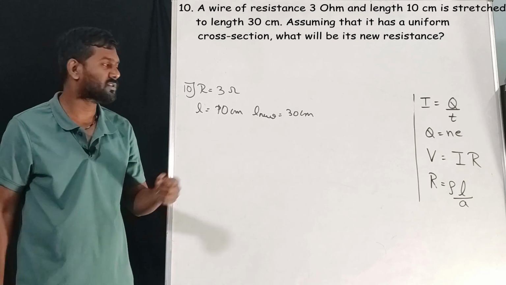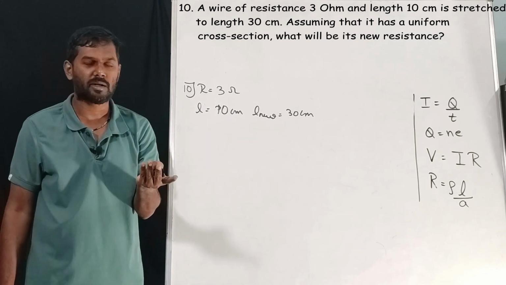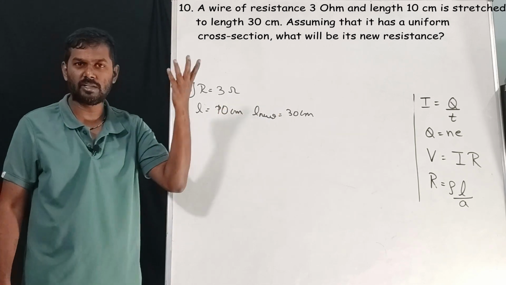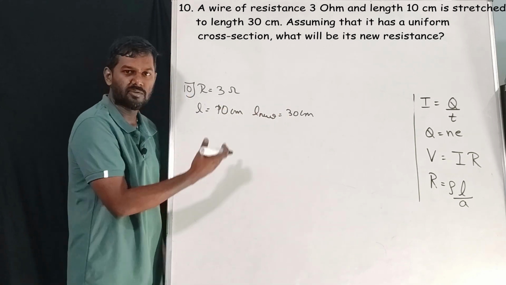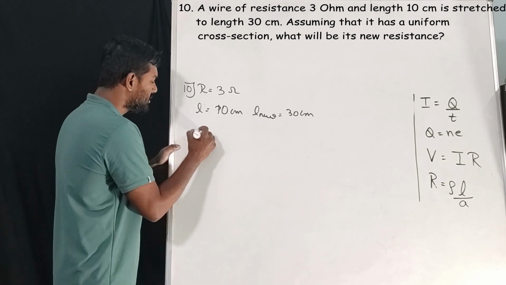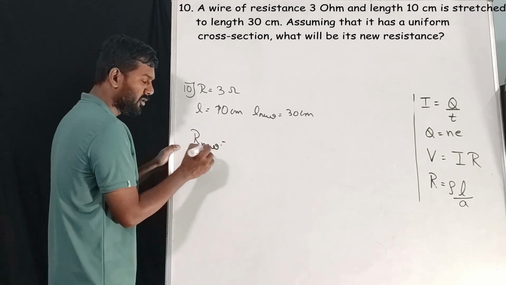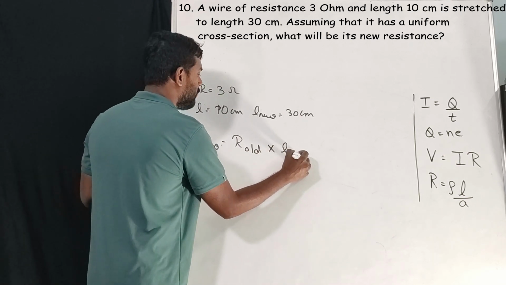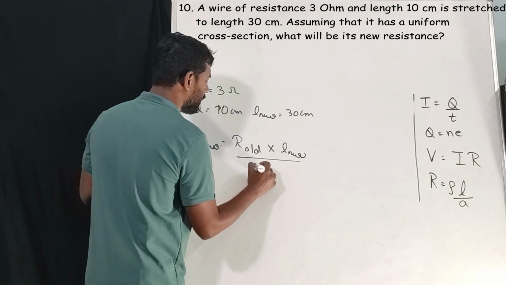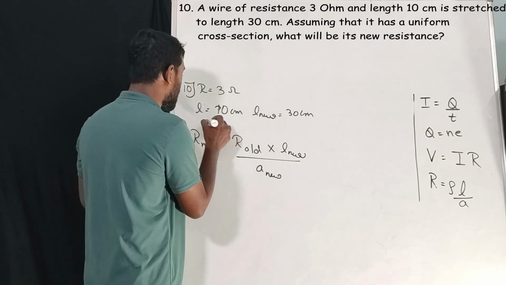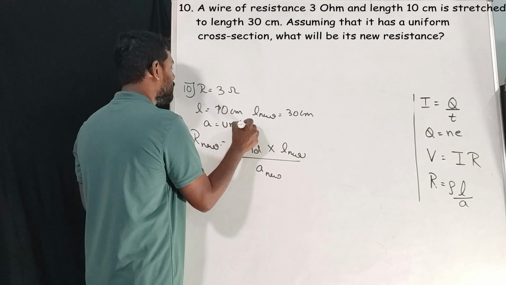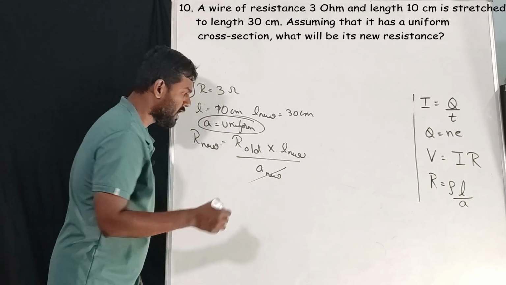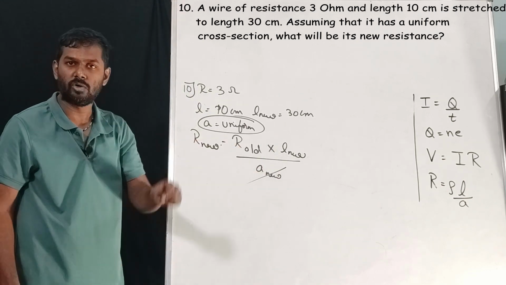You can take it as 1 centimeter and 3 centimeters. See, when it comes to these kinds of questions, the value of length and area will not matter. If you assume it as 1 centimeter also, you will get the same answer, because it is increasing 3 times. We are going to use 3 times only. See, what is the formula we used? New resistance is equal to old resistance into new length by new area, and area they have told is uniform. Uniform means area is not going to change, only the length is going to change.